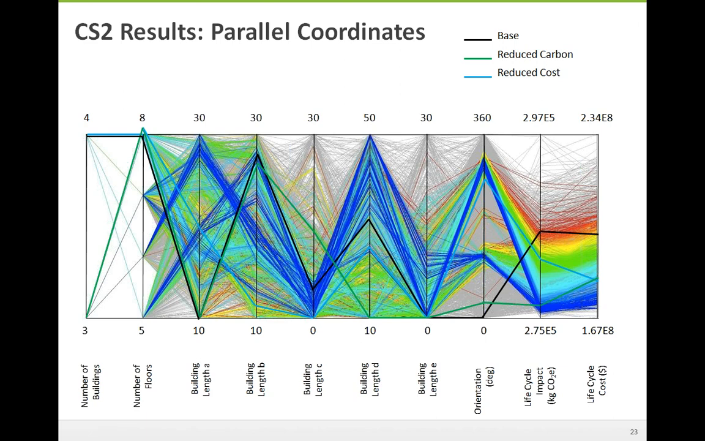So you can see a sort of range. In certain areas like orientation, there's this very small band where you get the most efficient designs. For other design variables, for example building length D, there's a pretty wide range of different lengths that are producing good designs.